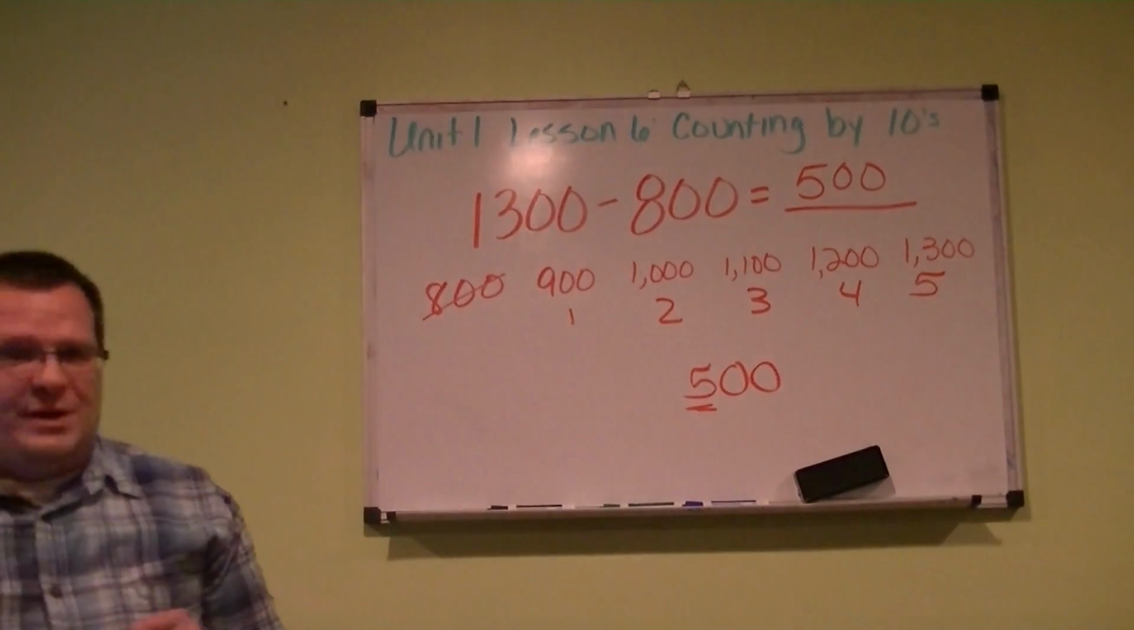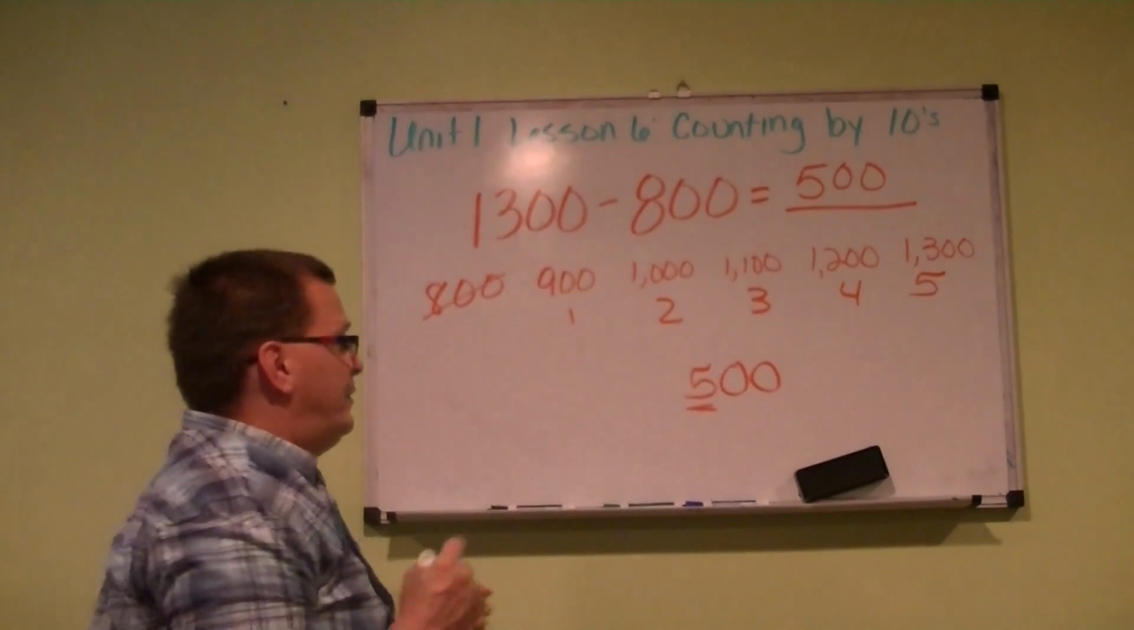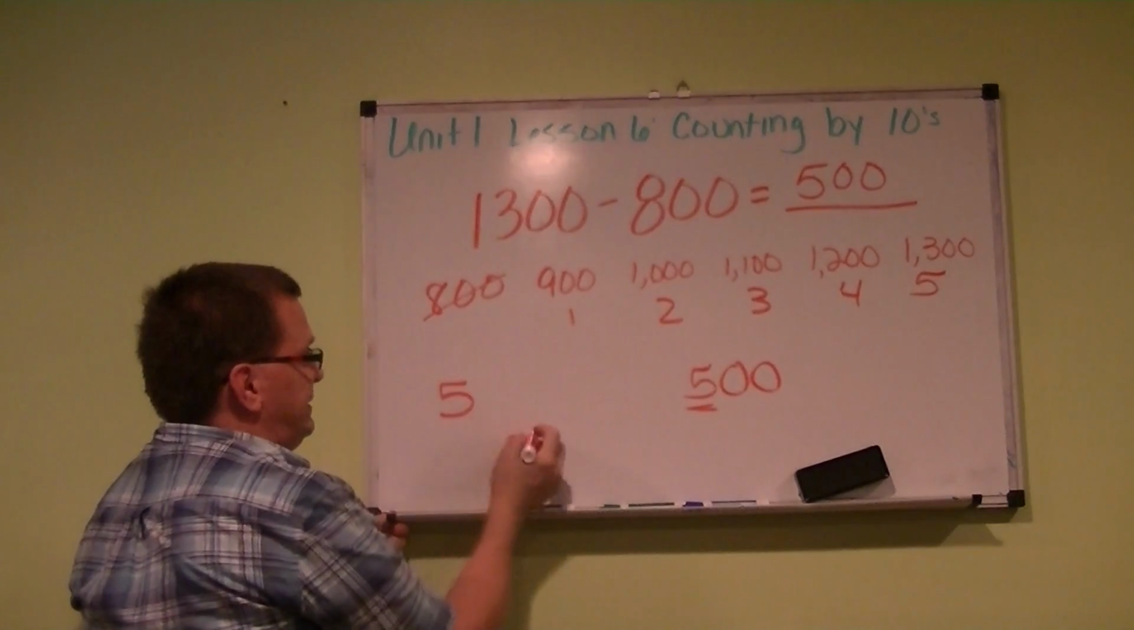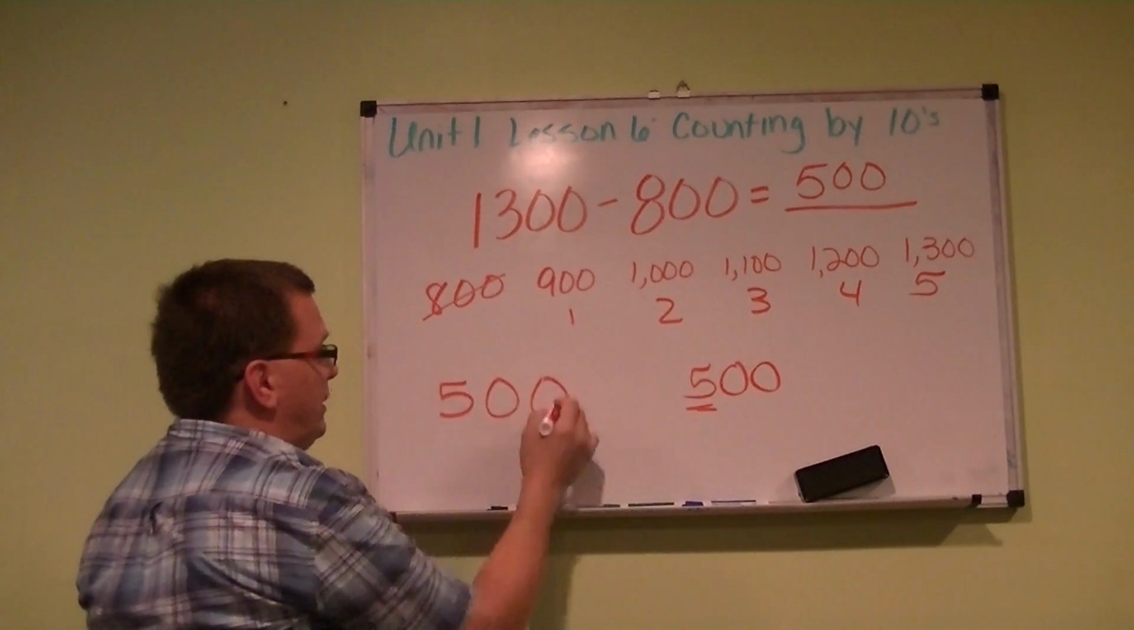So just knowing your place values is the main part of this whole lesson. So we know that the first spot is the hundreds, the second spot is the tens, and the third spot is the ones.